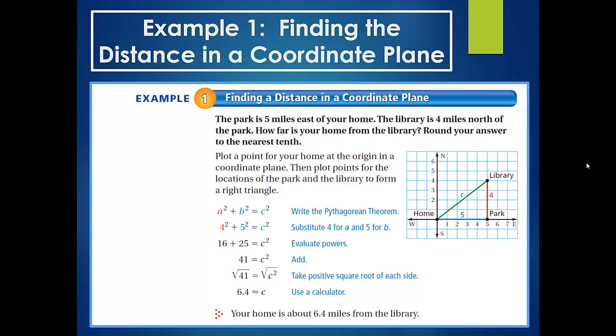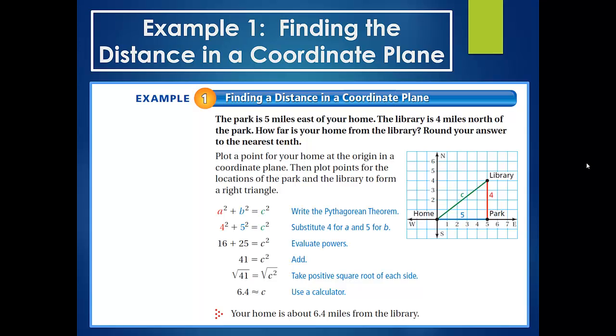The first thing to do is plot a point for your home at the origin in the coordinate plane. Then plot points for the locations of the park and the library to form a right triangle. Now we use the Pythagorean theorem, a squared plus b squared equals c squared. You can see that the distance from your home to the park is 5, and the distance from the park to the library is 4. So you can use the Pythagorean theorem. 4 and 5 are both the legs, and we're wanting to find the hypotenuse.